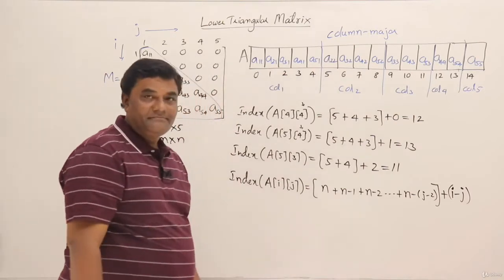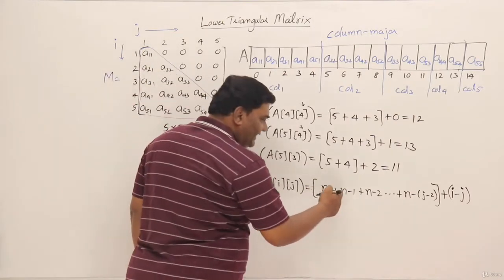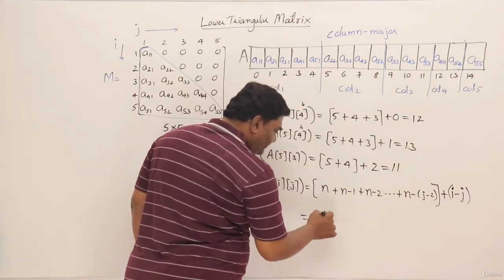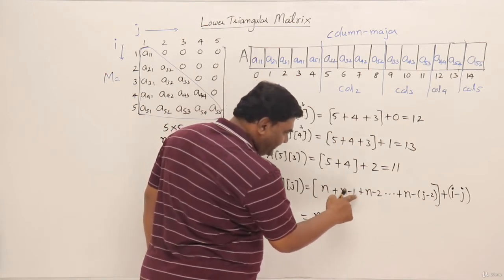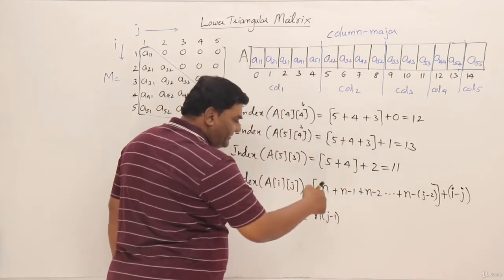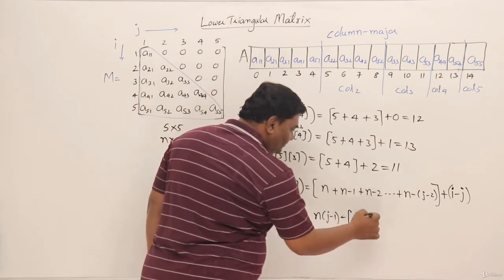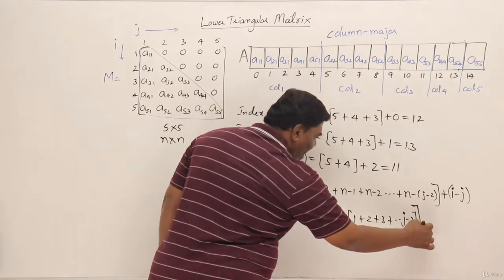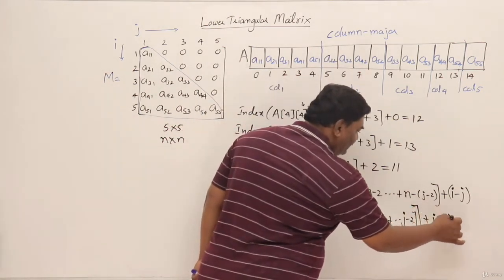This is the formula. I can simplify this one and say that this n is j minus 1 times. So n into j minus 1. From here, if you count, it is 1, 2, 3 up to j minus 2 times. Then this 1 is extra. So j minus 1 times n. Then minus 1, 2 and 3 going on to j minus 2. So this is inside the bracket. Then afterwards, it is i minus j.